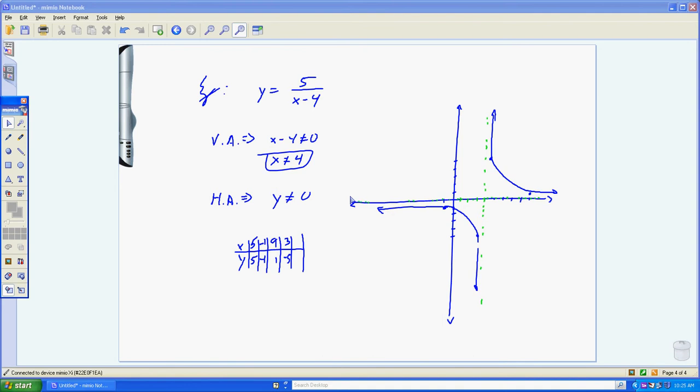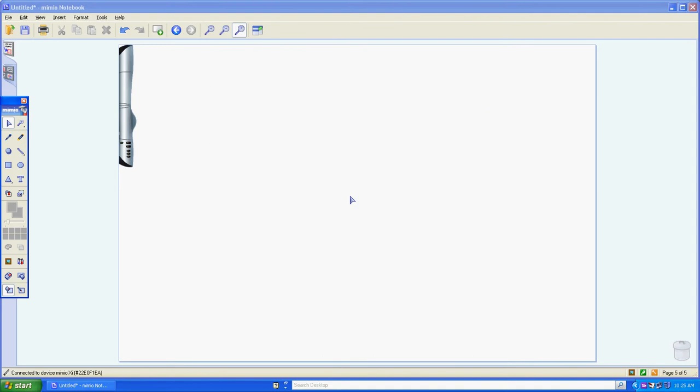Okay, so let's try another one. So I guess if we were to write steps, they would say find your vertical and horizontal asymptote, find maybe your y and x intercept if you have them, do a table of values and just draw it, right? Let's do another simple one just to kind of keep us going here. Y equals 3 over x squared plus 1.